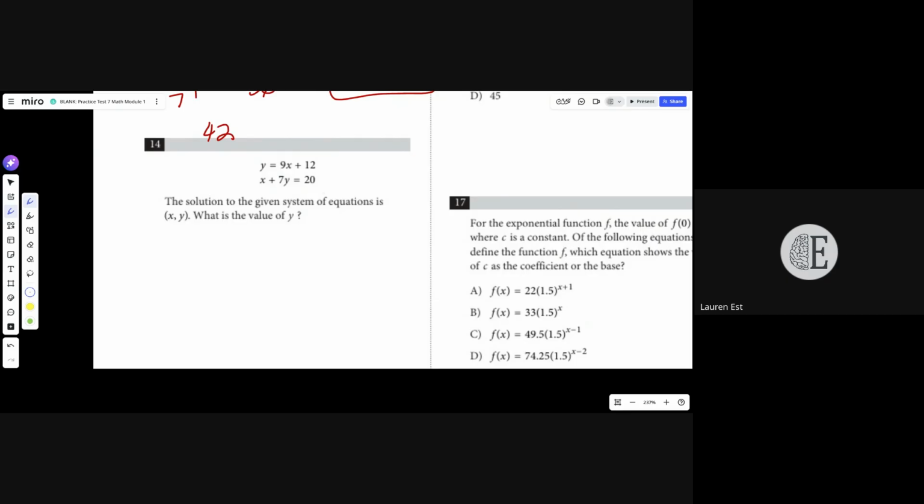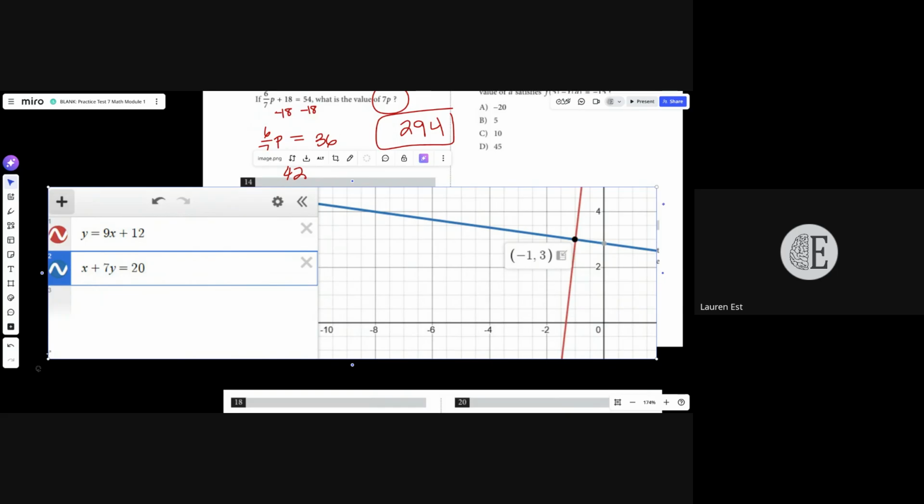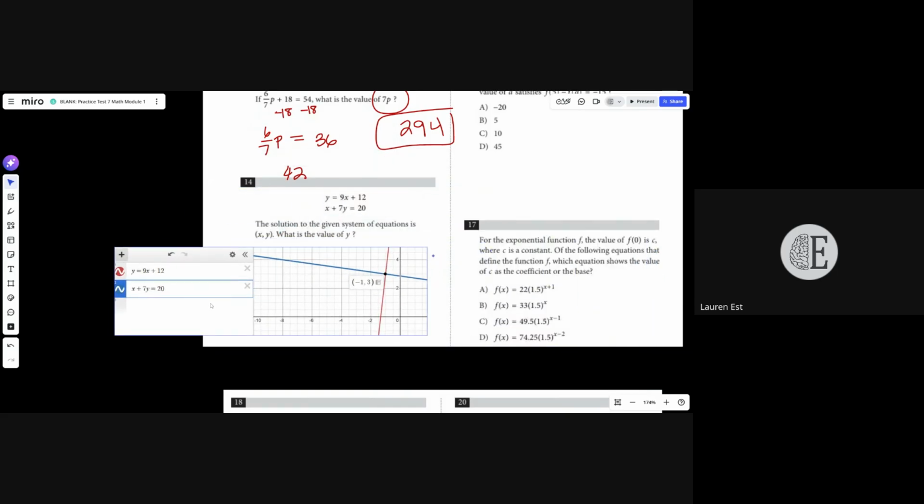You set them equal to each other, and Desmos so kindly allows you to see where they intersect. The only thing you can screw up with this question is if A, you don't realize that you can solve it with Desmos, B, you type it in wrong, or C, you tell me what X is. Y is what they ask for, so it's 3.